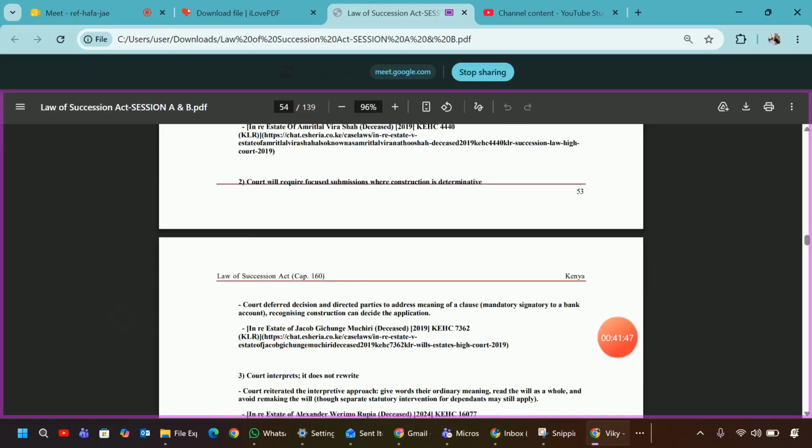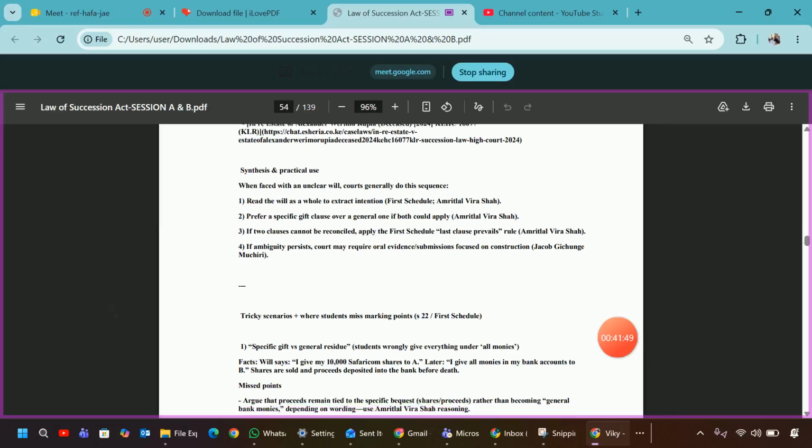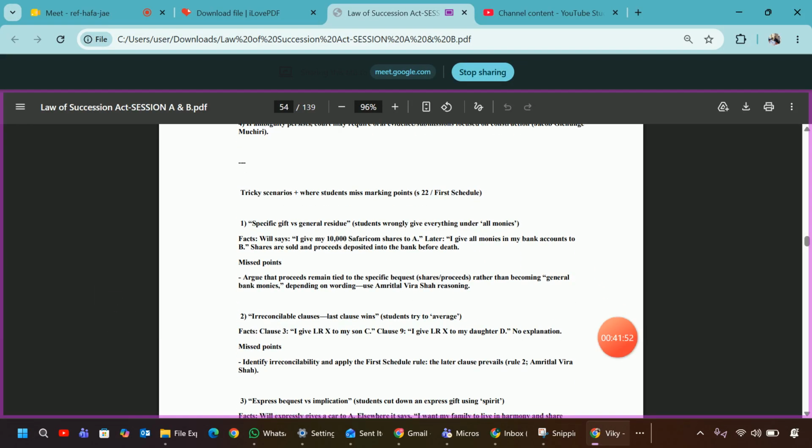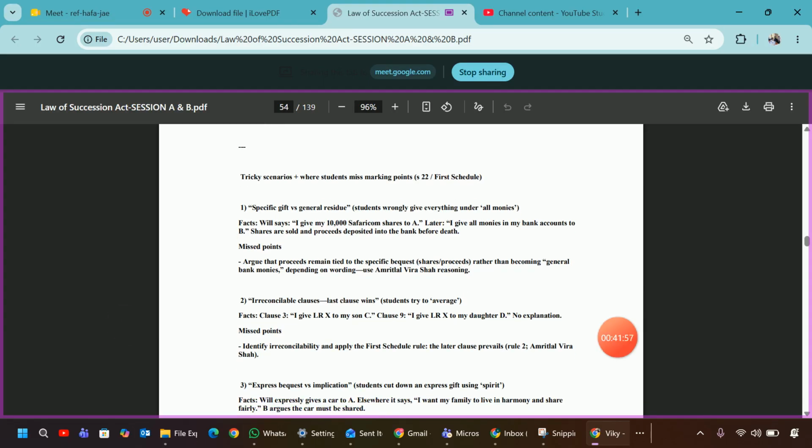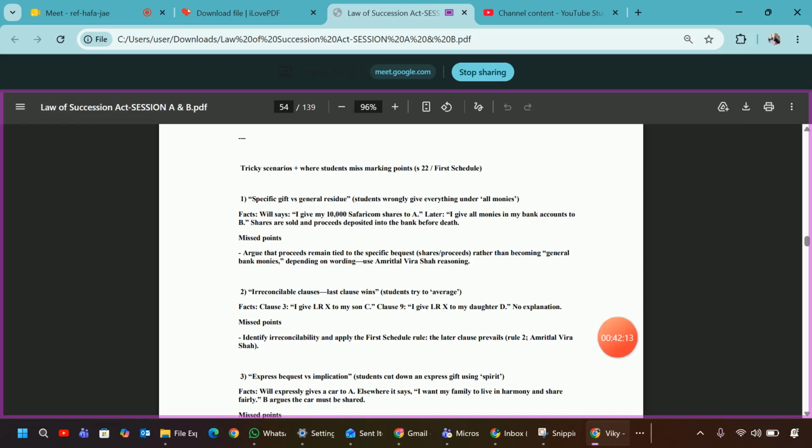So we will have a look at the first schedule of the Act, but there are some tricky situations I wanted to highlight, where you have been given a specific gift versus a general residue. So students wrongly give everything under all money. So this is the fact. A certain will says, I give my 10,000 Safaricom shares to A. Later, I give all monies in my bank account to B. Shares are sold and proceeds deposited into the bank before death.